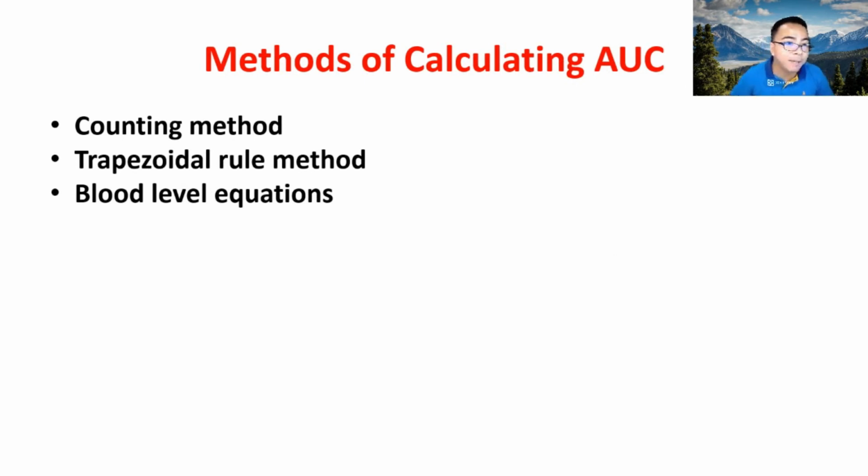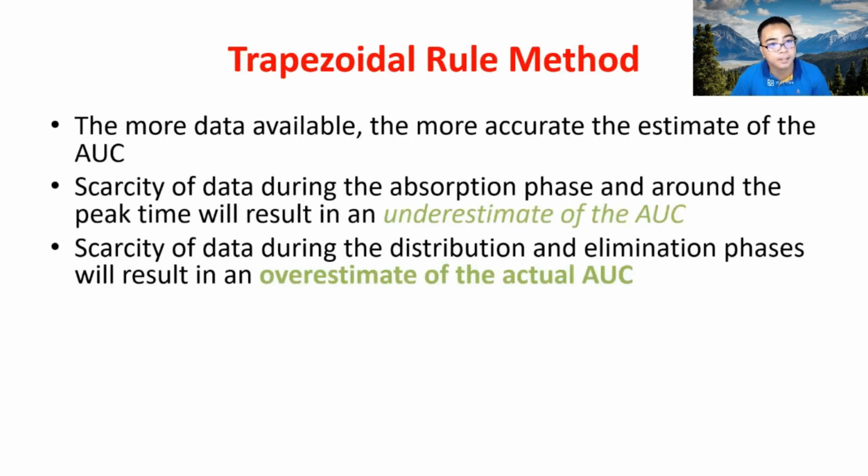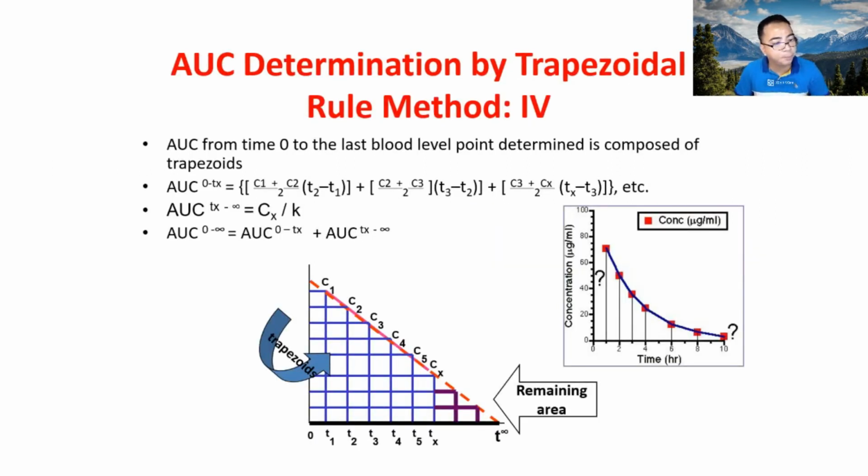Now, there are 3 methods, class, na ginagamit natin here. You have the counting method, trapezoidal, and then the blood level equations. In our case, okay, normally, class, we use the blood level equations. So the more data available, the more accurate the estimate of the AUC will be, obviously. Okay, scarcity of data during the absorption phase and around the peak time will result to an underestimated AUC. And scarcity of data during the distribution and elimination phase will result to an overestimated AUC.